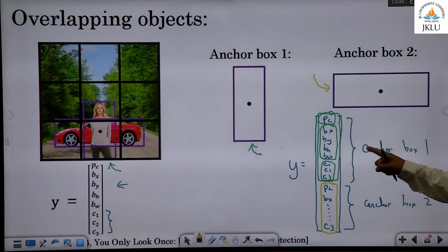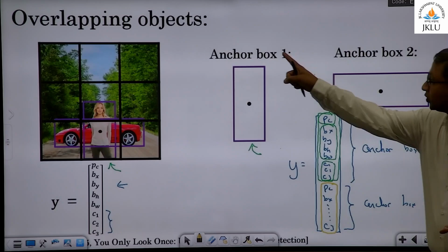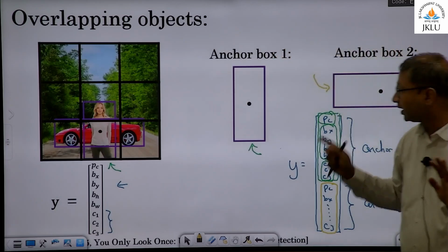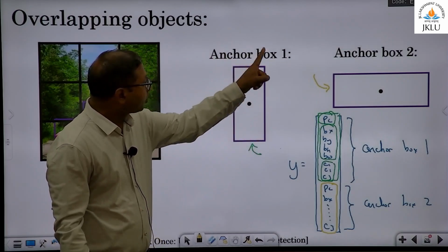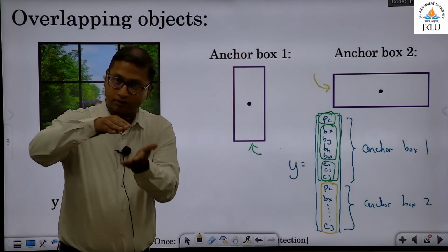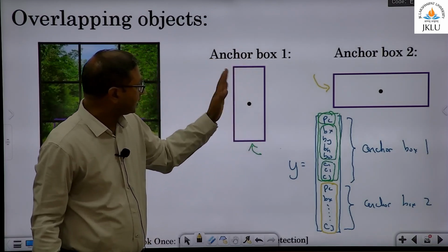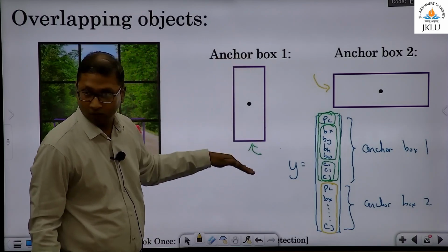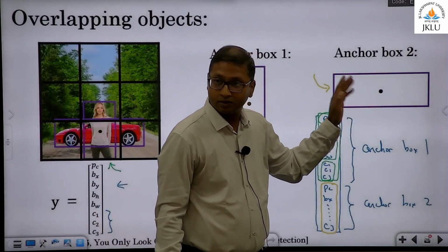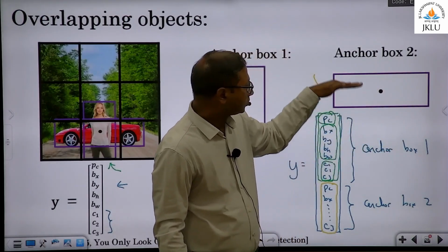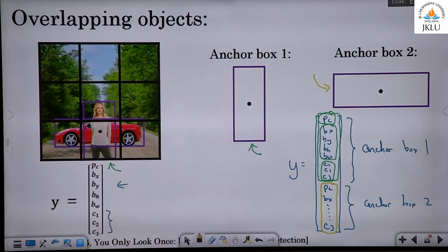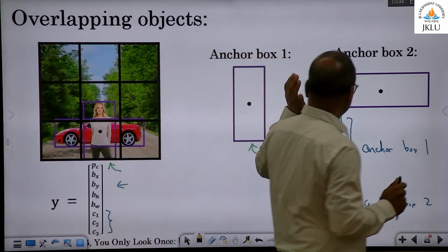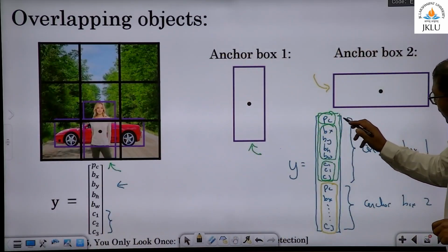Look at this Y, this should be able to help you. So right now we are talking about two anchor boxes. Anchor boxes give you some special shape, right? So anchor box 1 will always be of this shape, lesser width and very long. This guy, wider but not so long. So you have decided these two anchor boxes beforehand.